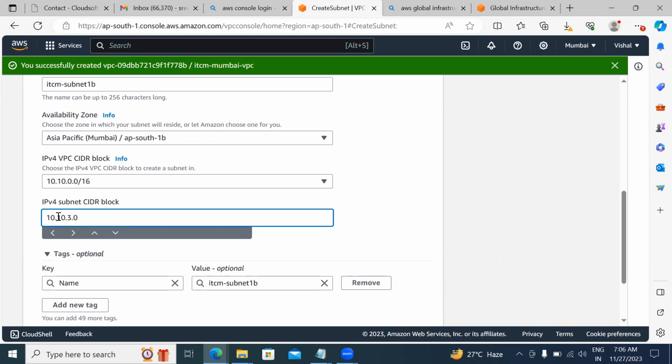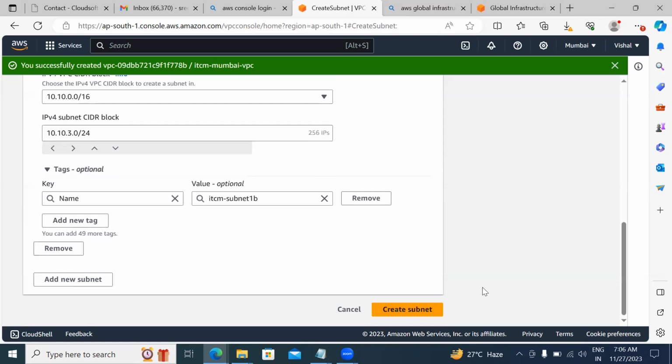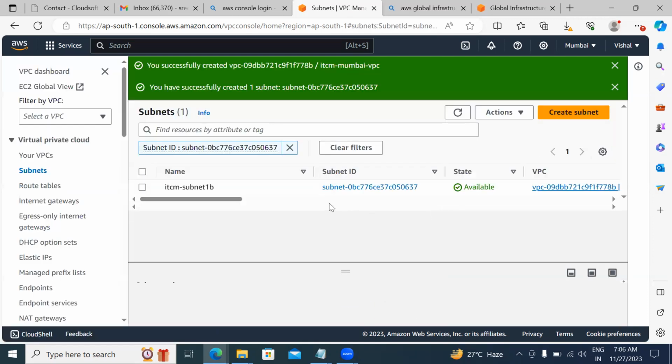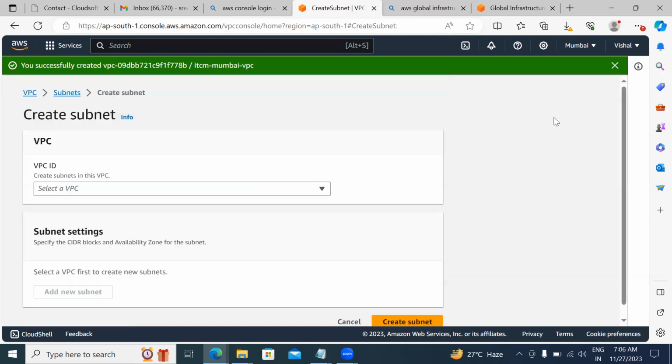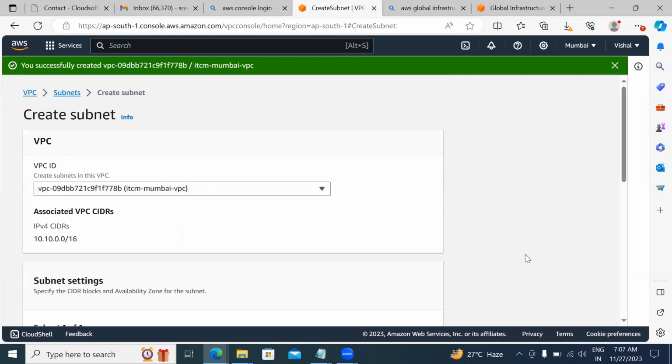I reserved 2.0 for future purpose. That's not mandatory. You need to give it in a series itself. I kept 2.0 for future purpose. All the 4 subnets, you can also create in a single shot. Just for time being, I'm creating one by one.